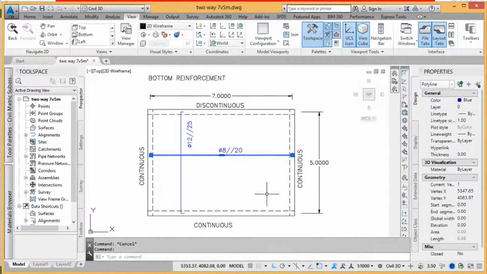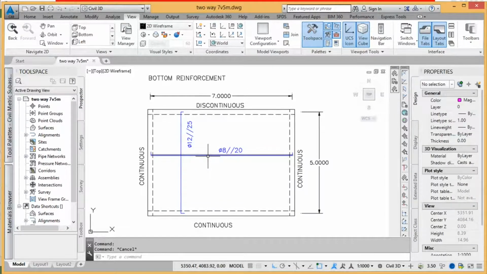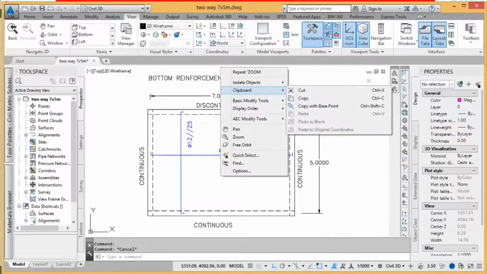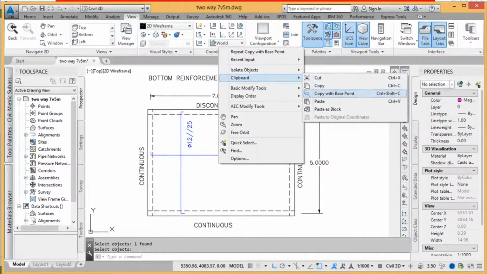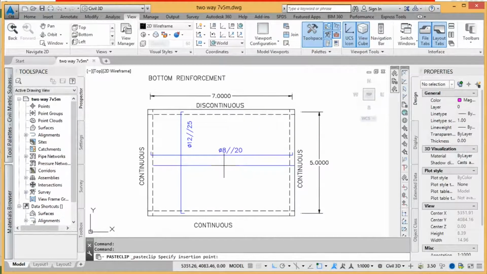So on the longer span, this reinforcement will be all here covering these 5 meters. On the longer span it will go here, one corner to the other, spaced by 20. Okay, so this will be the reinforcement on the bottom of the slab.